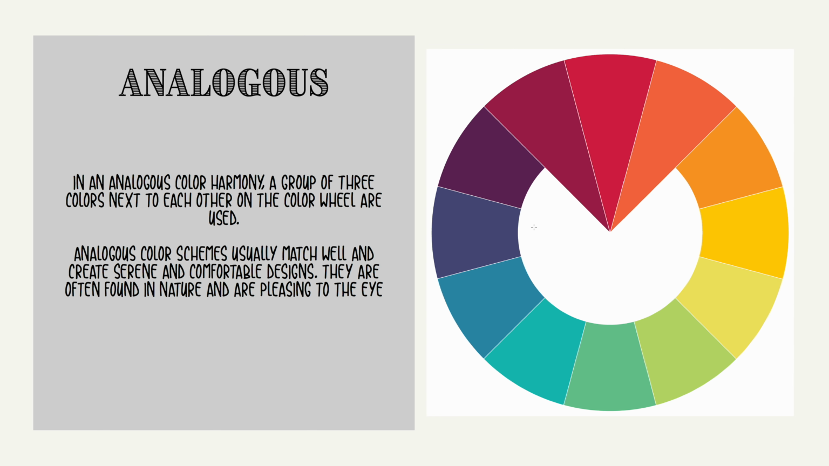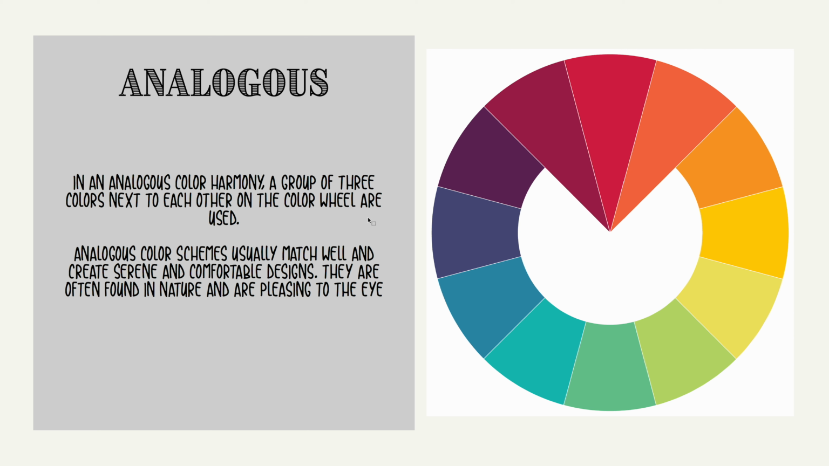Analogous is the next one. In this color harmony, it's a group of 3 colors next to each other on the color wheel. So this is what the color wheel is. You've probably seen it before, maybe in elementary school, maybe if you've taken art classes. So analogous is just 3 colors next to each other on the color wheel. So this is an example. It could be these 3, it could be these 3, it could be any 3. But it's just 3 colors next to each other on the color wheel.